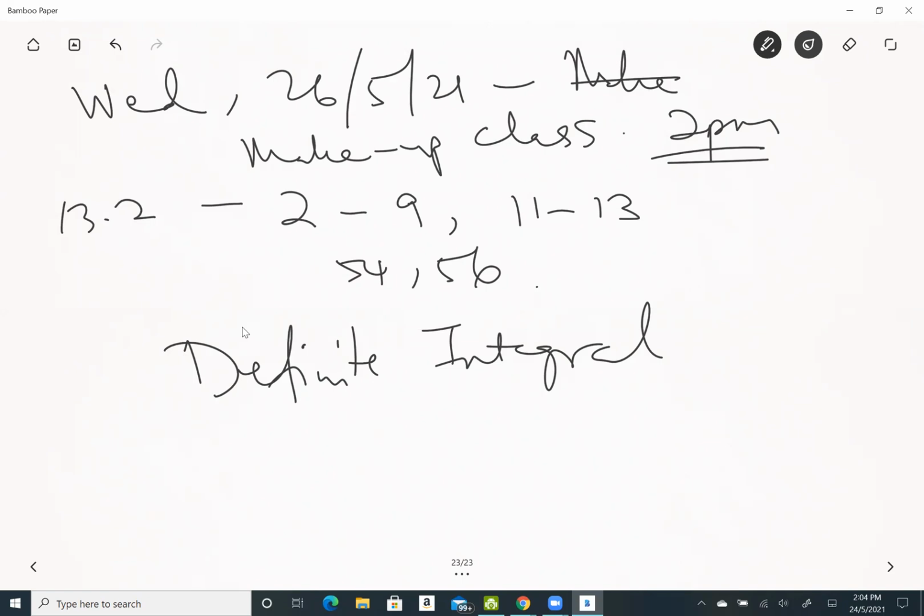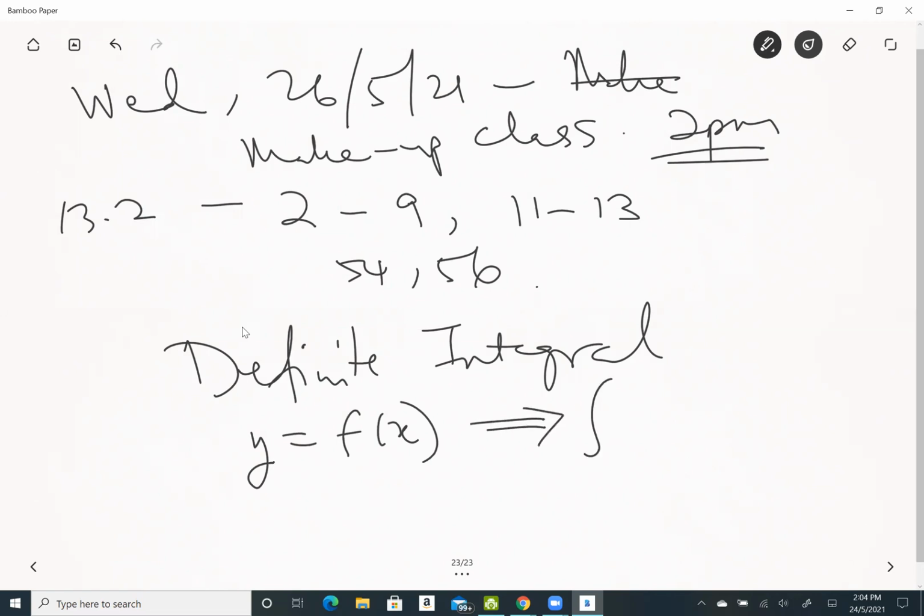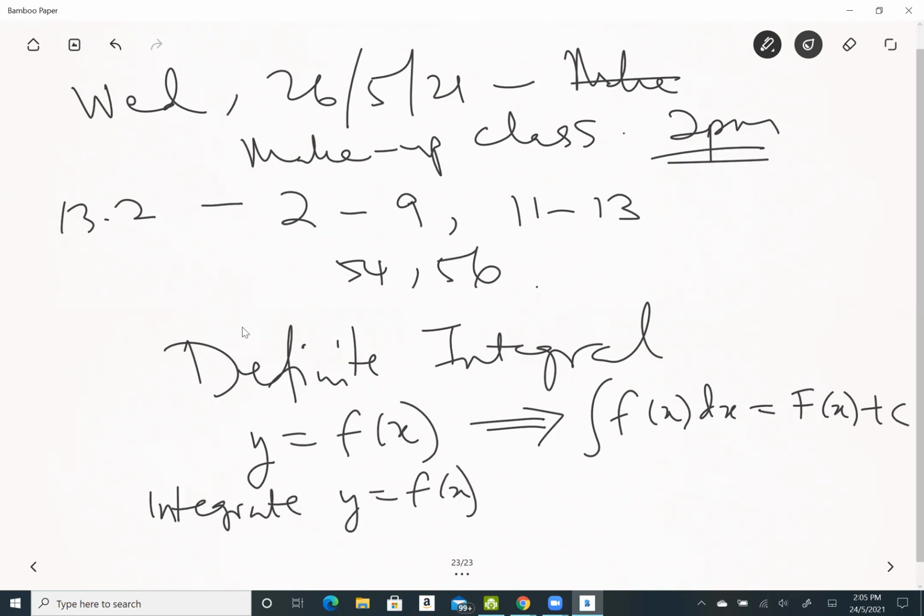If you remember, integration is this: you have a function y equal to f of x. Then the integral of f of x dx is equal to F of x plus c. That is integration as per 13.1, which you call indefinite integral. Now for definite integral, we are doing the integration over an interval. So here we are going to integrate y equal to f of x over an interval.